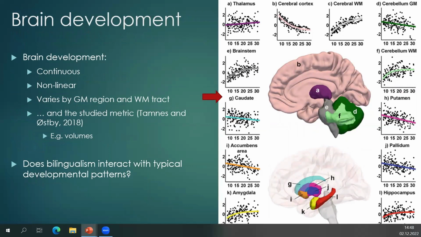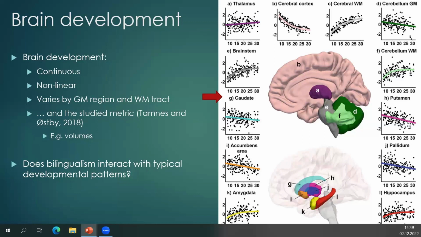Another avenue, another place to go, is brain development. We know that brain development is continuous, is non-linear, and it varies by gray matter region and by white matter structure, right? So we're talking about structural changes. So we know that the brain changes shape as we grow and changes shape as we age as well, right? So for example, this is the cortical gray matter, and this is the graph showing how it changes over time. So you have ages 10 to 30, and you see this downward trend, meaning the older we get, the thinner our cortex becomes.